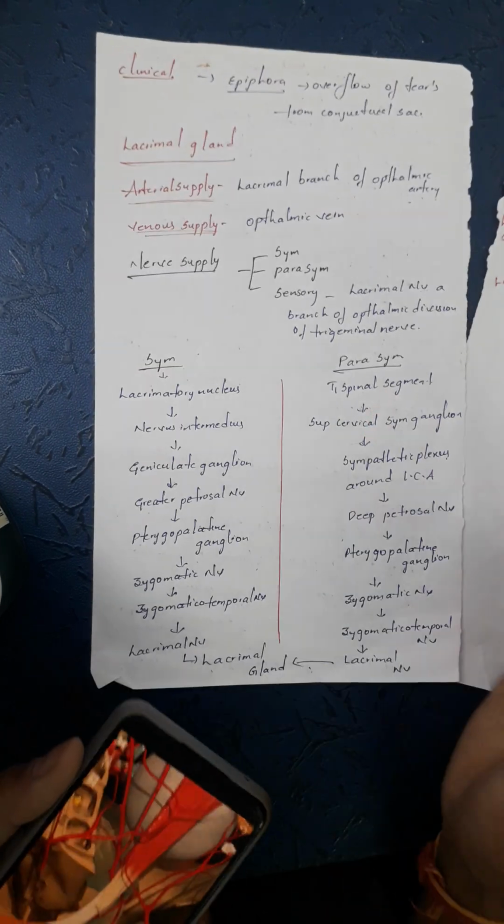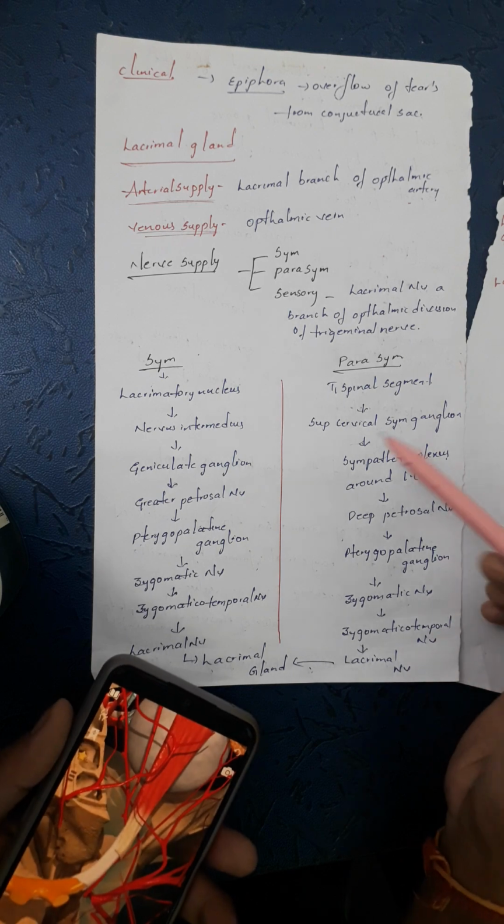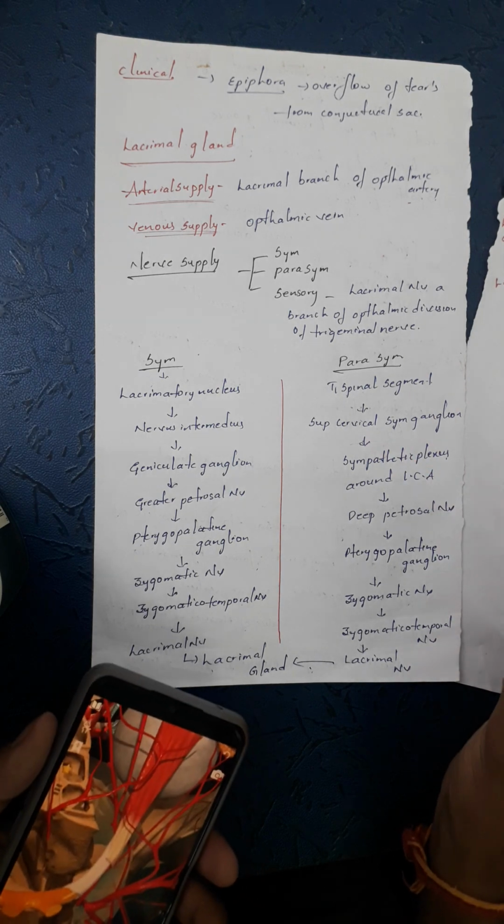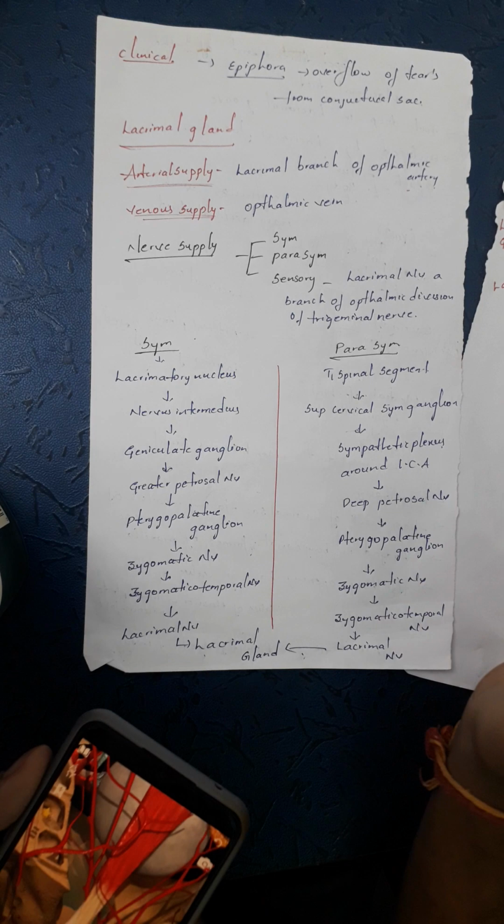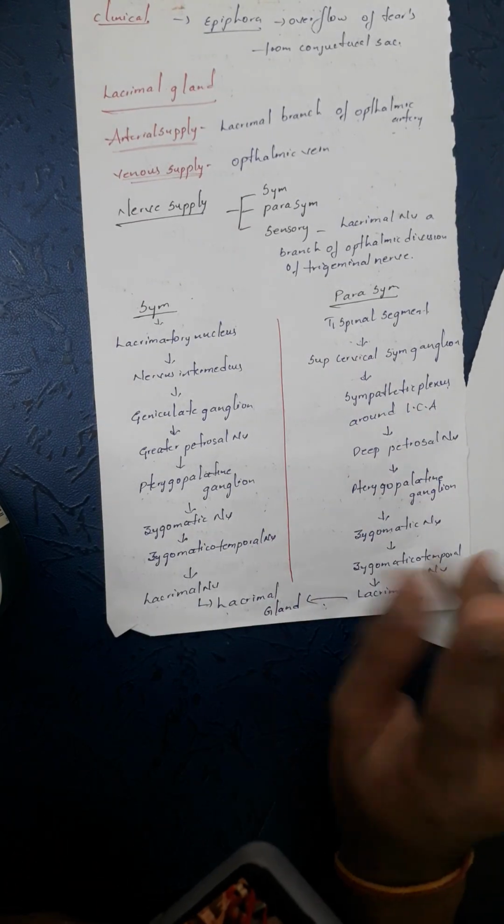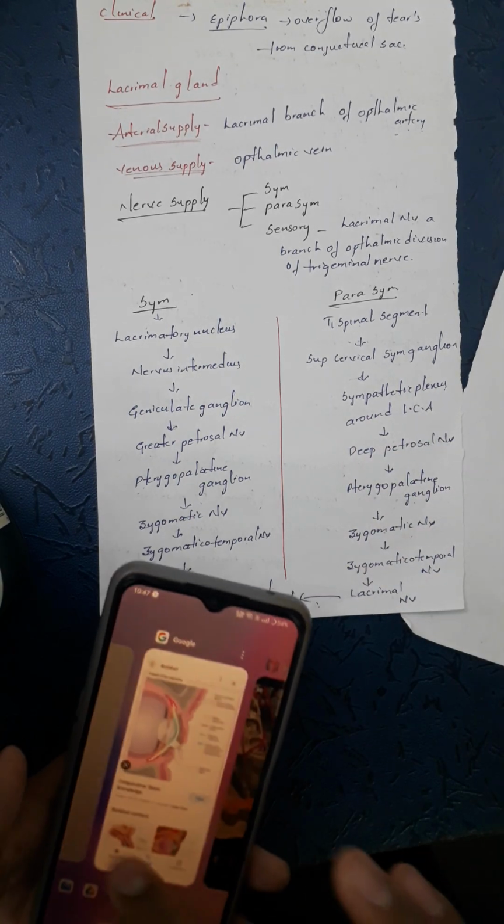which is a further branch of the ophthalmic vein. Okay, now nerve supply can be of three types: sympathetic, parasympathetic and sensory. The lacrimal nerve will supply, which is a branch of the ophthalmic division of the trigeminal nerve. And here we can see two pathways, sympathetic and parasympathetic pathways, and I'm going to show you.